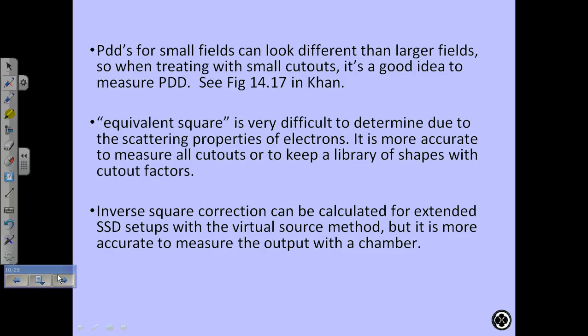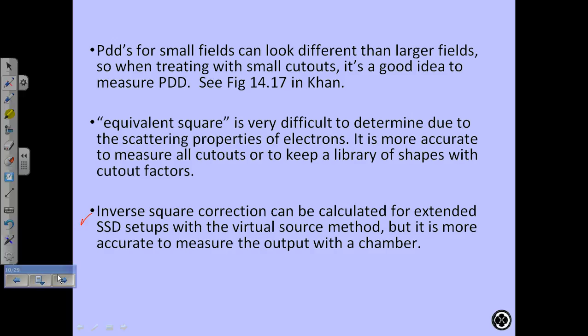Okay, so equivalent square is very difficult to determine, again for electrons, due to the scattering properties of electrons. The equivalent square formula works very well with photons to a point, but for electrons it's really not a good way of calculating cutout factors. Inverse square correction can be calculated for extended SSD setups with the virtual source method, but it's more accurate to measure output with a chamber. Again, why is that?